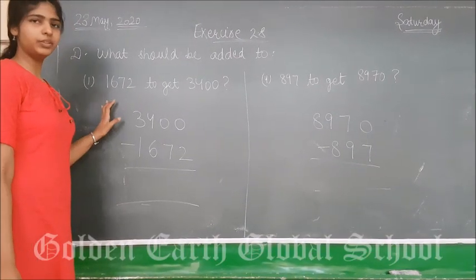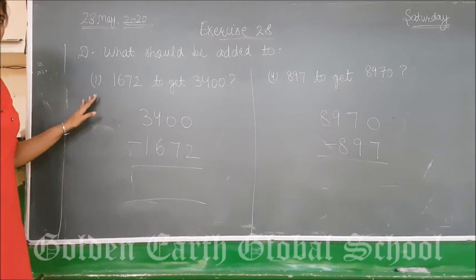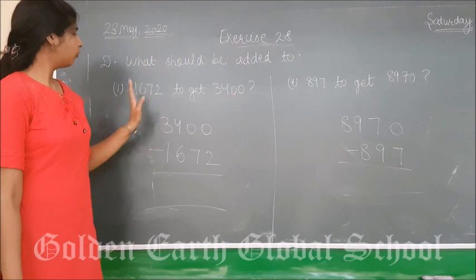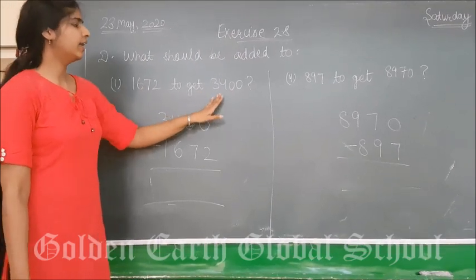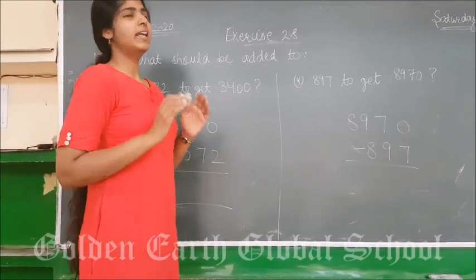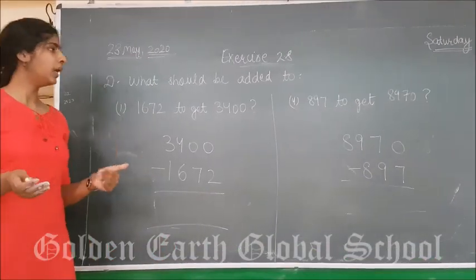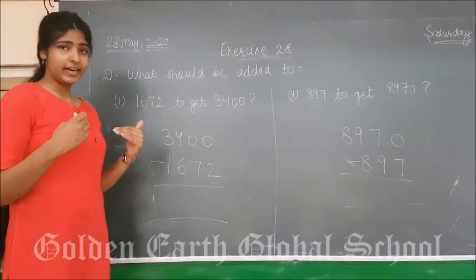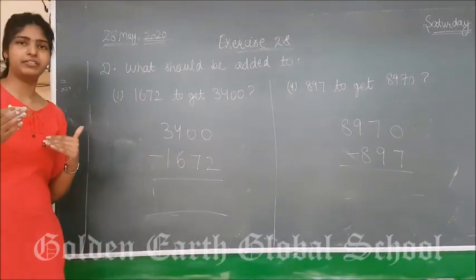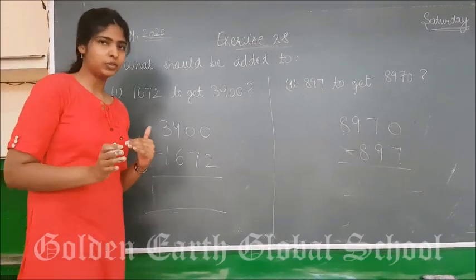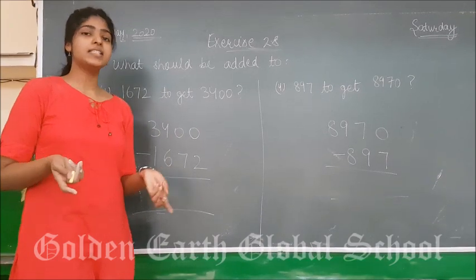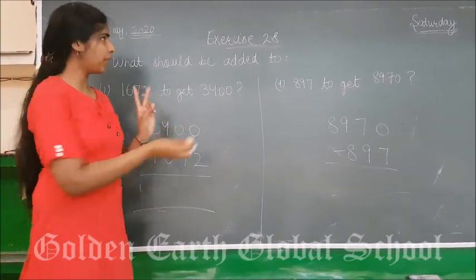Now we will do the D part. Our first question is 1672. What should be added to 1672 to get 3400? हम इसको इस example के साथ समझते हैं. Let's suppose if I have to ask you that what should I add in 3 to get 5? मैं 3 में कौन सा नंबर add करूं ताकि I get 5? What will be your answer? Your answer is 2.